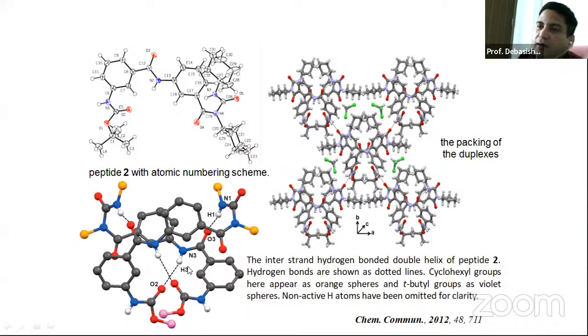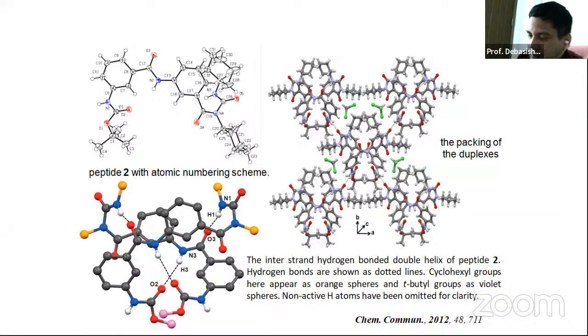And thus the double helical structure is stabilized. So this is actually a mimic of a natural double helical structure, where we see this kind of intermolecular hydrogen bonding or interstrand pi-pi stacking interaction.